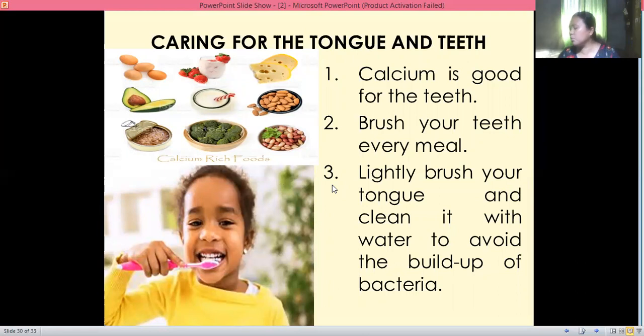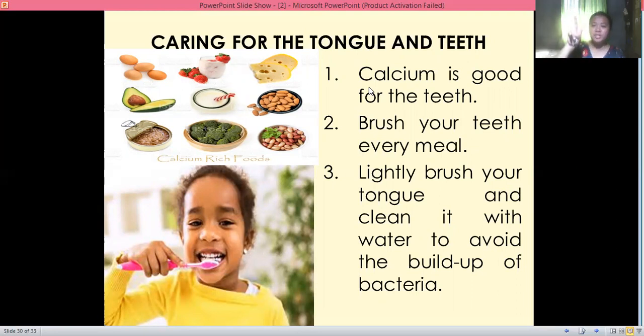Number 1, you are going to eat some calcium because calcium is good for your teeth. So what are the foods that are rich in calcium? Eggs, avocado, broccoli, nuts, milk, cheese, yogurt, the strawberry yogurt. Those are the foods that are rich in calcium. This one is good for your teeth.